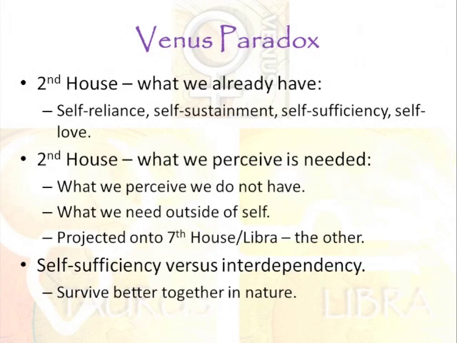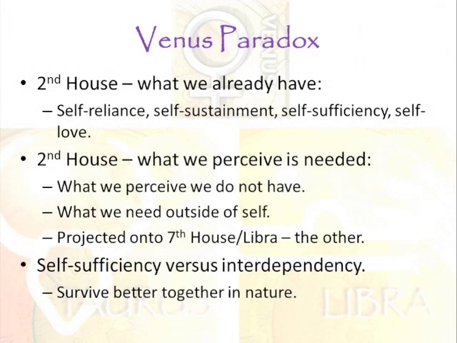Now, Venus has a paradox. It actually rules two signs of the zodiac. The Taurus rulership, which is the inner side of Venus, and the Libra rulership, which is the outer side of Venus. And so as we are looking at Venus from the second house cusp perspective, it will show us what we already have. And this is the concept that we would call self-reliance, all the self words, self-sustainment, self-sufficiency, self-love, the essence of being able to know ourselves.